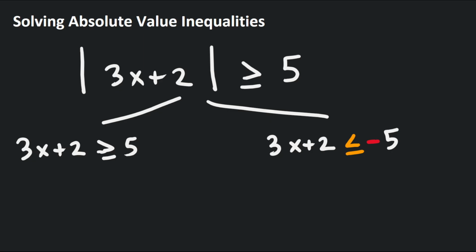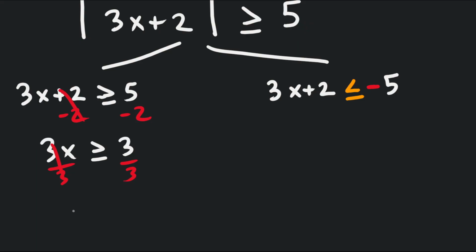And let's go ahead and solve each inequality on its own, starting with the one on the left. So we have this plus 2 right here, so let's subtract 2 from both sides. We are left with 3x is greater than or equal to 5 minus 2, which is 3. And then we can divide both sides by 3. We are left with x is greater than or equal to 3 divided by 3, which is 1. So x is greater than or equal to 1.